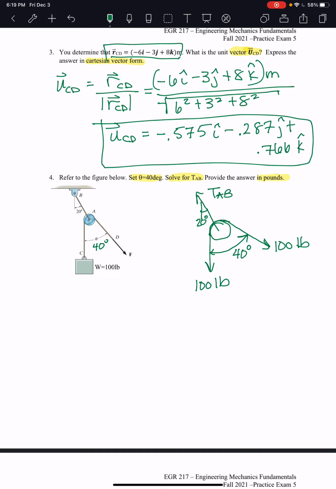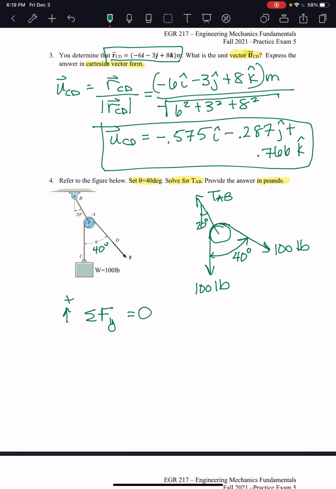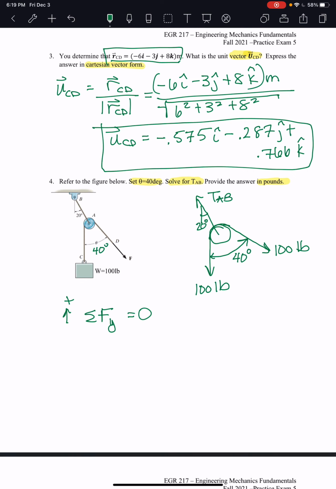And so we're just looking for TAB. We can sum the forces in the X or the Y direction. It doesn't really matter. Let's just sum the forces in the Y direction equals 0. And we're doing up is positive for Y.